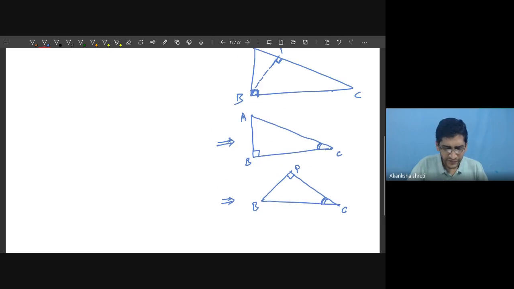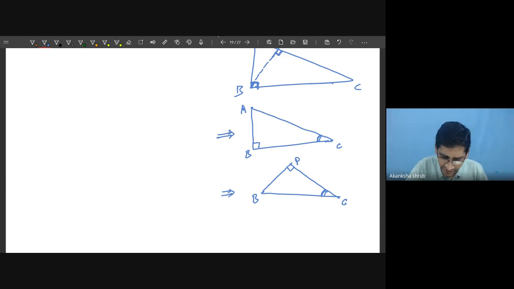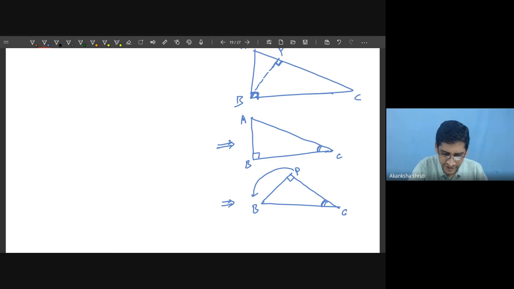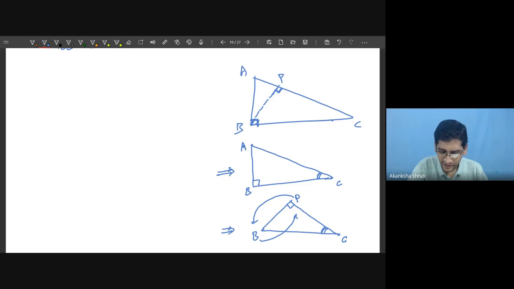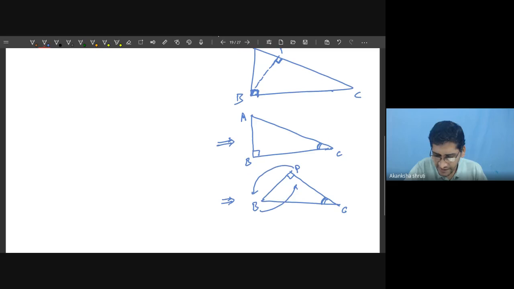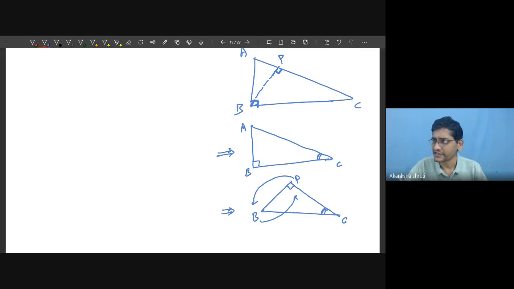So student, does this appear similar? How is this? For that, you just rotate this, means bring this P on the side BC and send this B on the side AB like this. Keeping this C as it is, now we are going to rotate this. This is very important. By that you can visualize this triangle BPC is similar to triangle ABC.